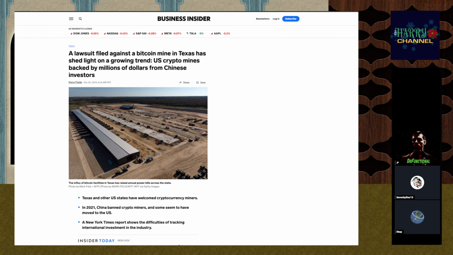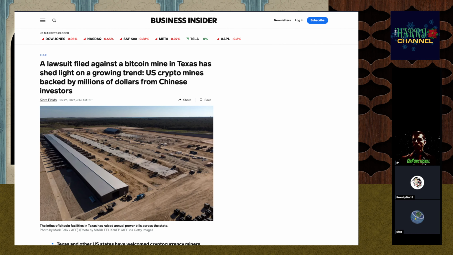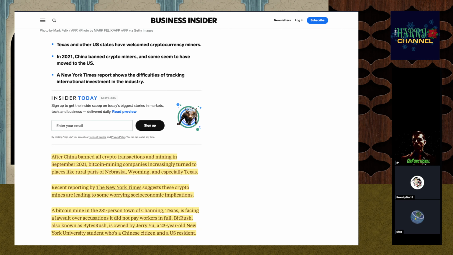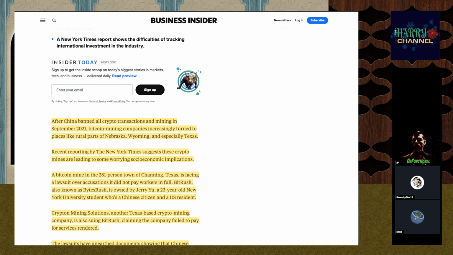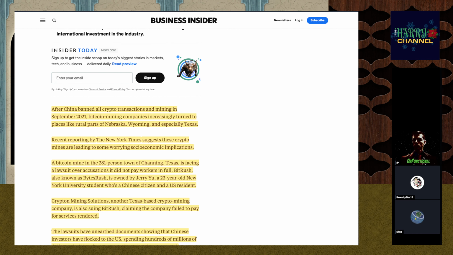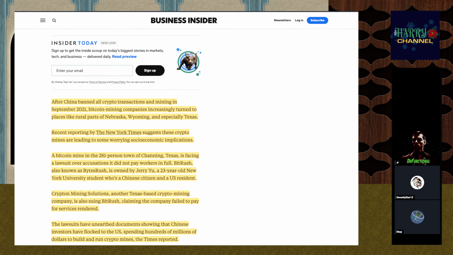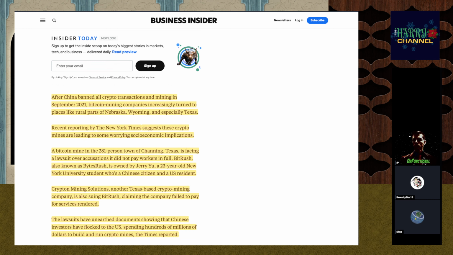Lawsuit filed against a Bitcoin mine in Texas has shed light on growing trend: U.S. crypto mines backed by millions of dollars from Chinese investors. Yeah, so that's been known for a while. After China banned all crypto transactions and mining in September 2021, Bitcoin mining companies increasingly turned to places like rural parts of Nebraska, Wyoming, and Texas. Recent reporting by the New York Times suggests that these crypto mines are leading to some worrying socioeconomic implications.